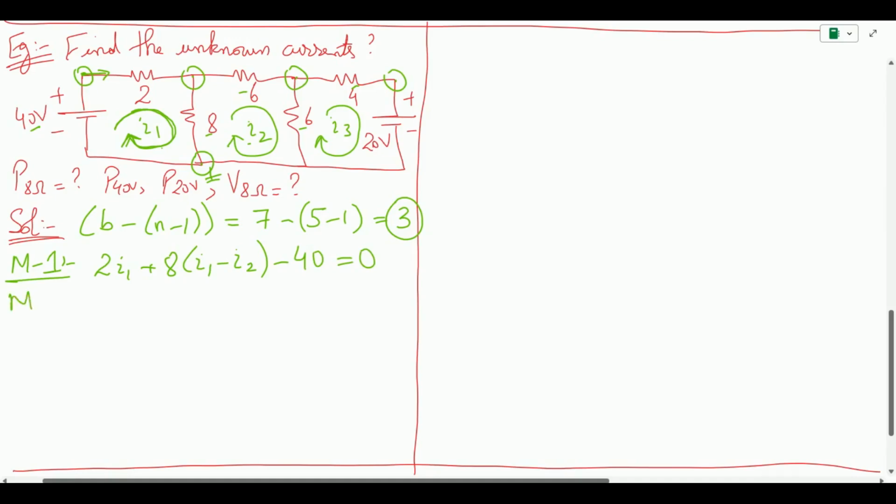This is my first equation. What about the second mesh? So now I'm in I2. Let's start from 6 I2 in the clockwise direction. Then I will write 6 again. 6 ohm resistor is being shared by I2 and I3. So I'm going to write I2 minus I3. I'll redraw that.